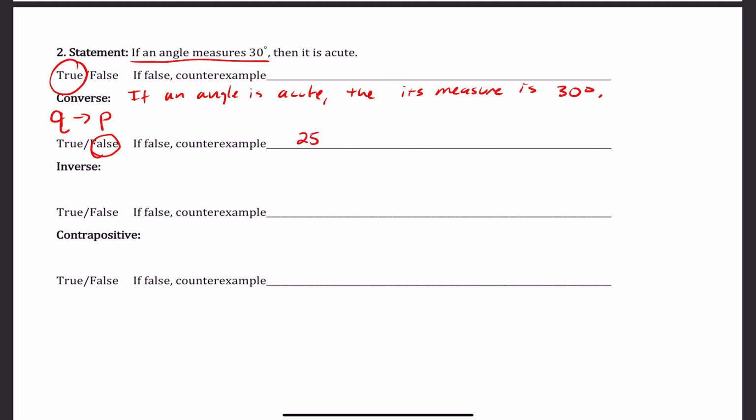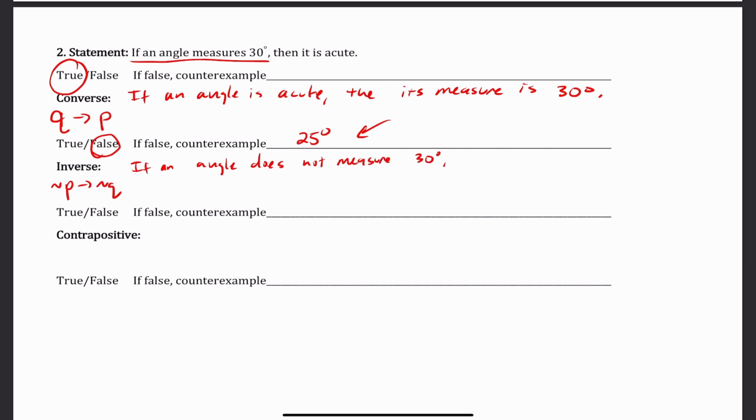I'm going to say no for this one because I'm thinking of a counterexample. And I'm going to say 25 degrees because that's acute, right? If an angle is acute, it can be 25 degrees, 30 degrees, 45 degrees, or 60, and so on and so forth, but it has to be less than 90 degrees, right? And this is a very, very specific counterexample for that. Okay, now the inverse is this. It'd be not P, then not Q.